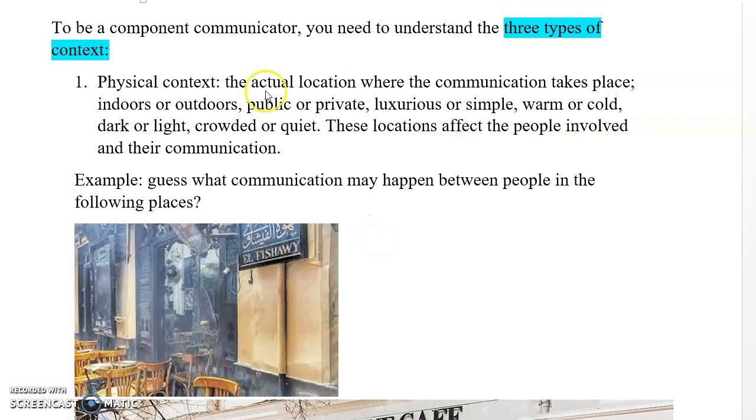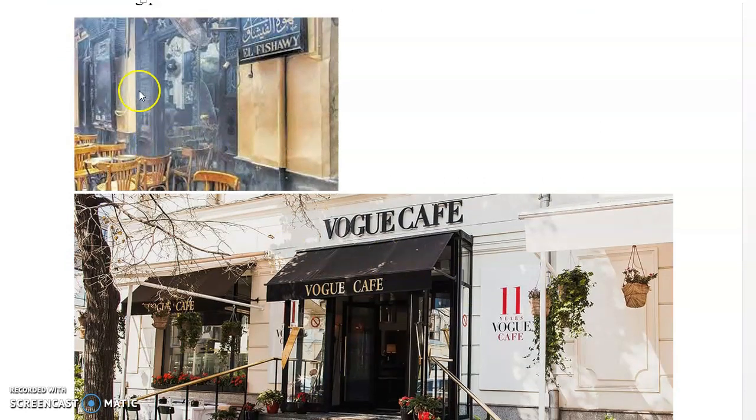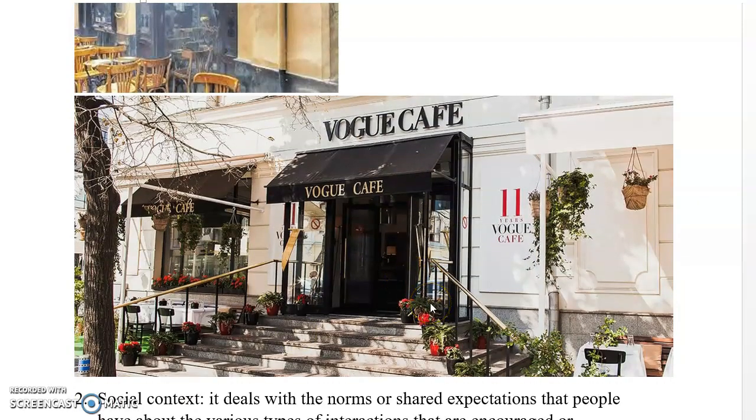Now, the actual location where the communication takes place, whether it's indoor or outdoor, public or private, luxurious or simple, warm or cold, dark or light, crowded or quiet, all of them are under the umbrella of physical context. These locations affect people involved and their communication. Let me give you an example. These are the pictures of 2 cafes. The first one is in a public area, so it is not prestigious, and the second one is rated as 5 stars.